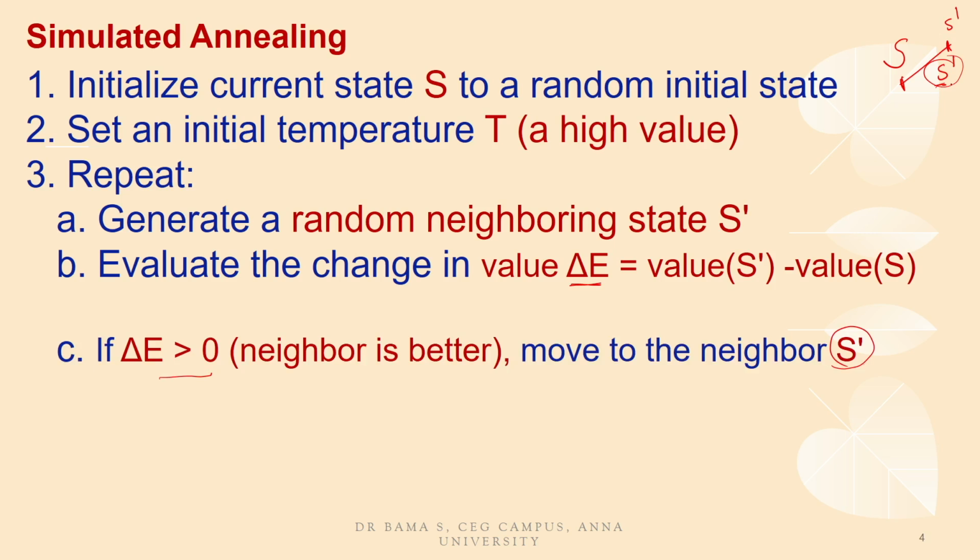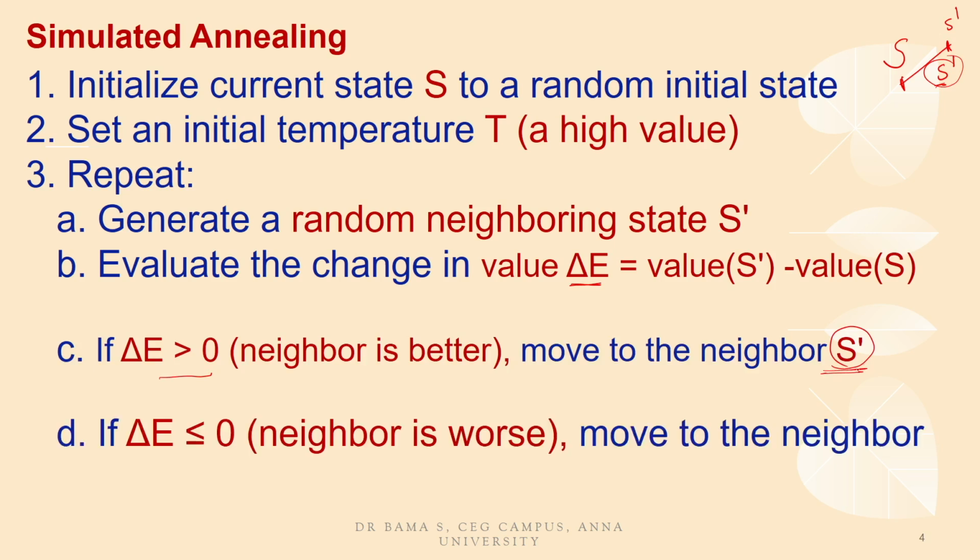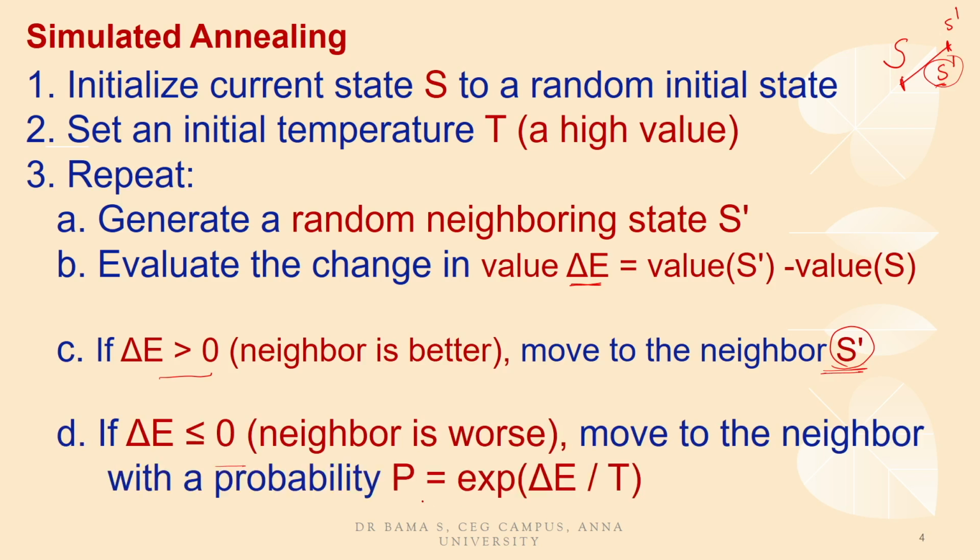This is going to be the current state, this is no problematic case. But if delta E is less than 0, it is worse, then move to the neighbor with the probability of it. We are not going to reject, but we will accept it with some kind of probability. And continuing with that, what will happen to the temperature? Now, we have accepted that probability, but slowly we will reduce the temperature.